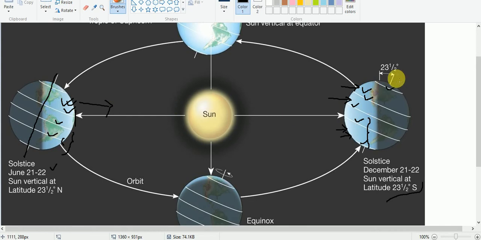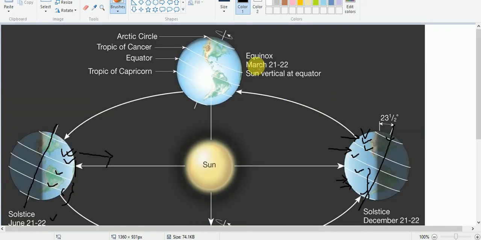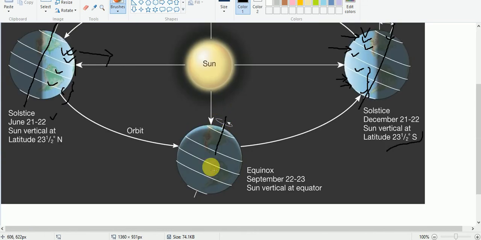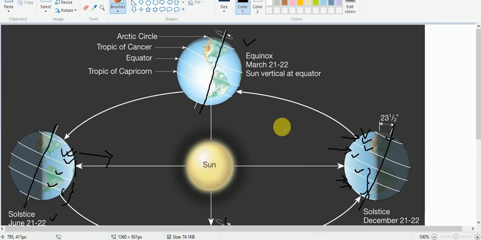In this position, here is the axis, and the earth's axis is inclined away from the sun, and that is why the northern hemisphere is in its winter season. And we have two more positions. In this case, the earth's axis is not inclining towards the sun. In this case also, the earth's axis is not inclining towards the sun.